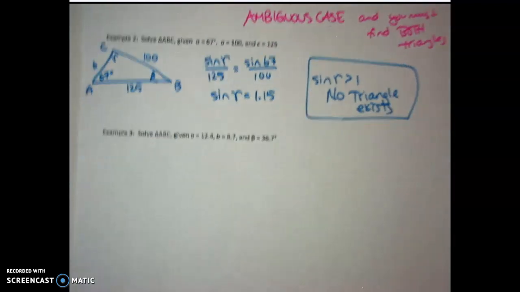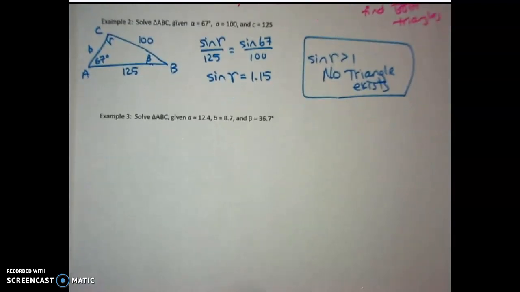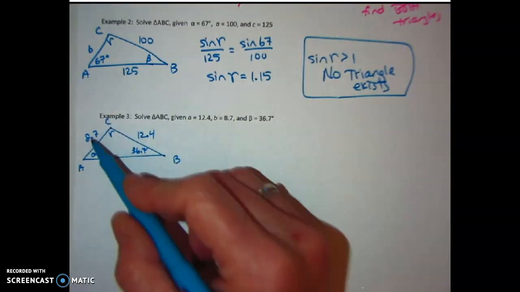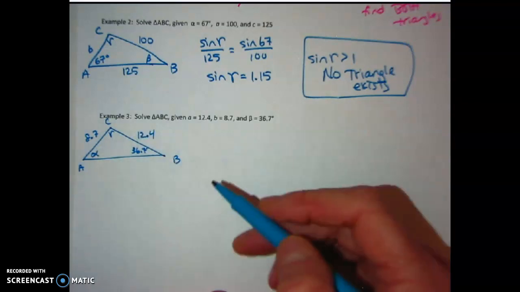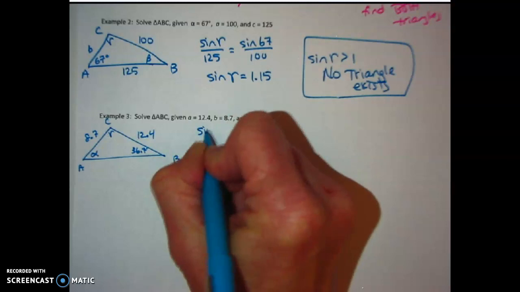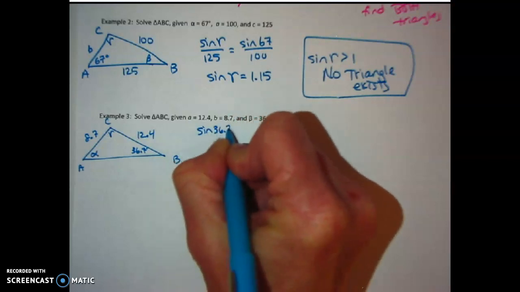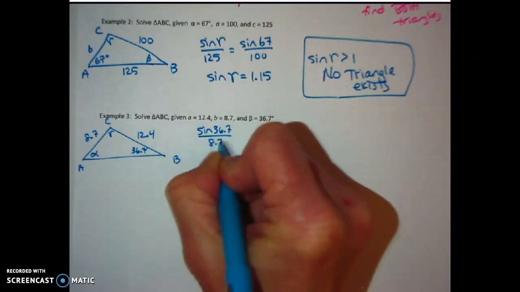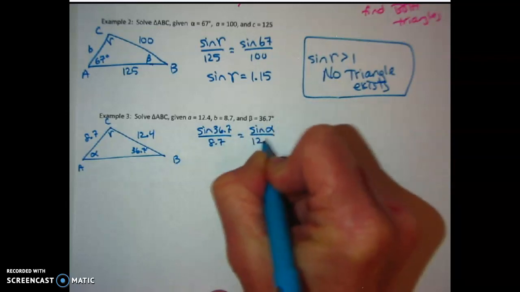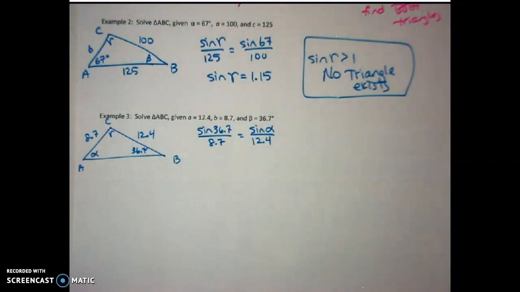Example number 3. Again, I would like you to pause the video and draw the triangle that represents the given information. Again, I have an angle and a side, and I have a side and a missing angle. So again, I can use the law of sines. And I'm going to write the sine of 36.7 over 8.7 equals the sine of alpha over 12.4. So again, I would like you to pause the video and solve this for sine of alpha.